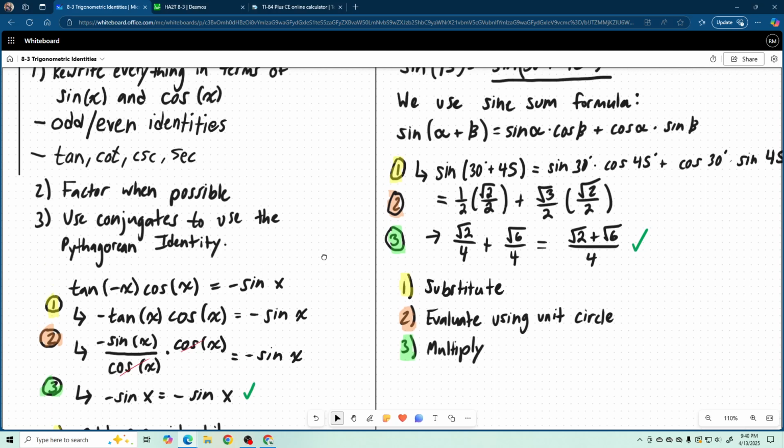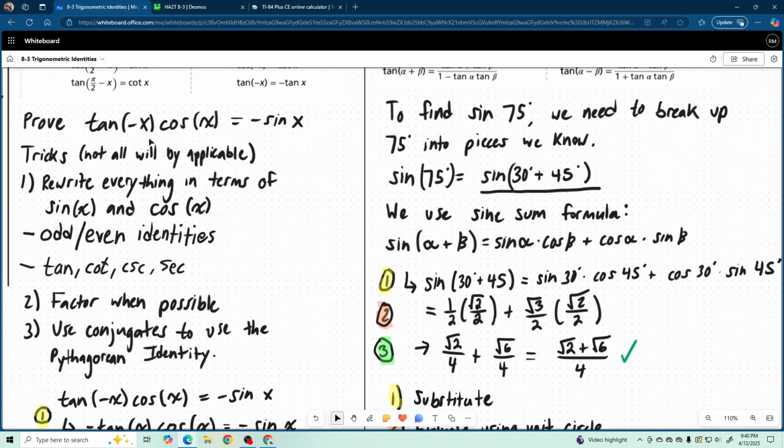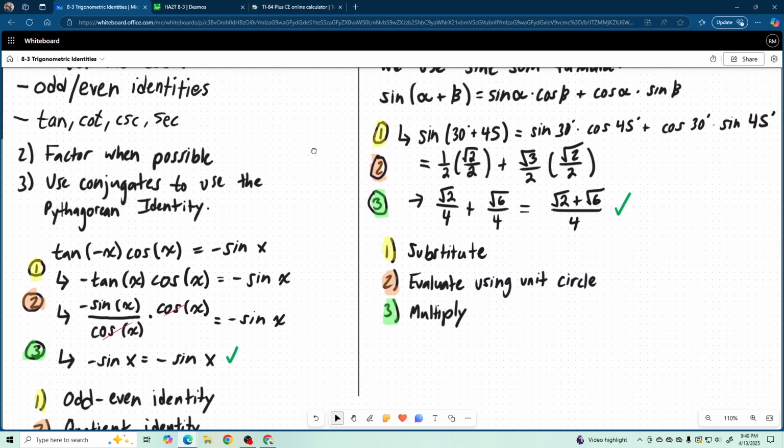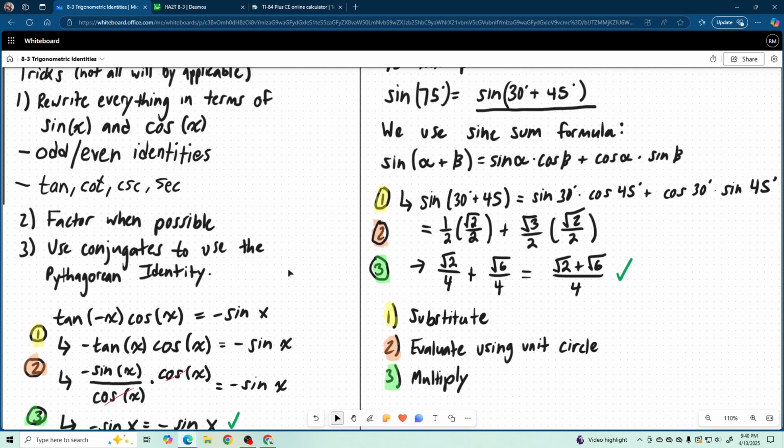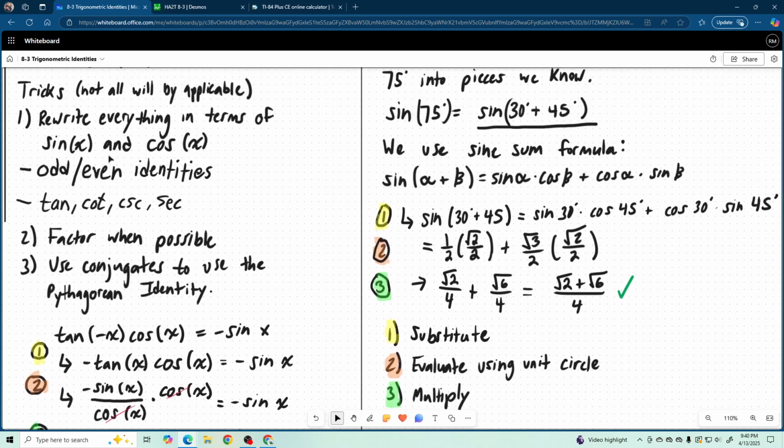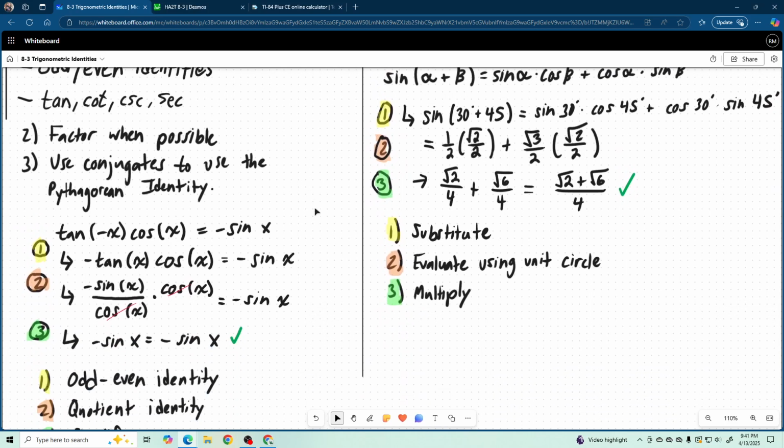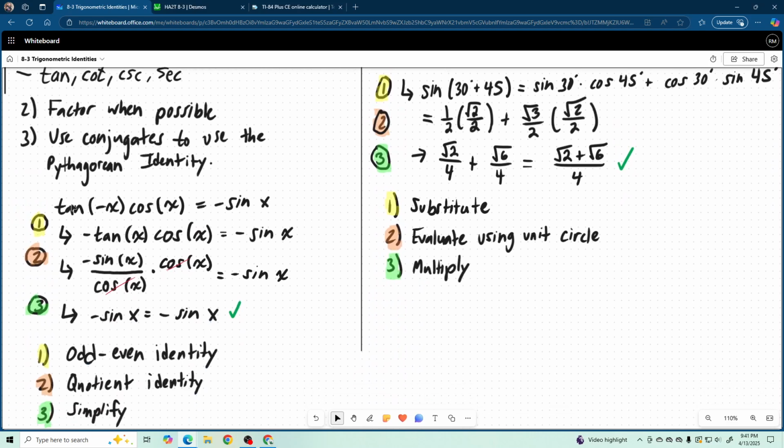So let's just go ahead and do the problem that they gave us here. So we're going to prove that tangent of negative x cosine of x equals negative sine of x. So what's the first step that we do? What's the first trick? The first trick is always to rewrite everything in terms of sine and cosine, right? So the first thing I notice is I have tan of negative x, cosine of x, right?